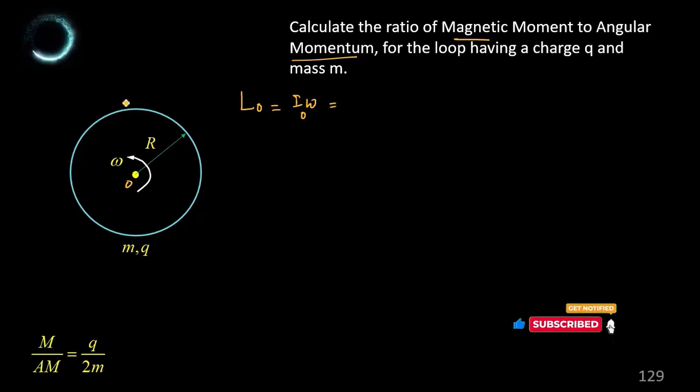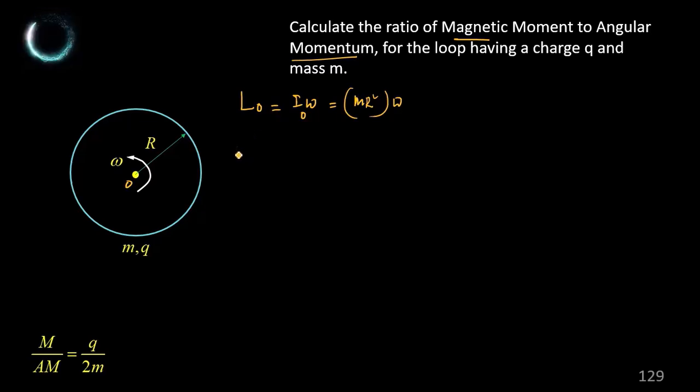What is I? For this loop, it is a ring. So it is M r square. M r square is the I value, into omega. That is the angular momentum. M r square into omega is the angular momentum. Now what is the magnetic moment? Ratio of magnetic moment. Ratio of magnetic moment. Now what is magnetic moment?